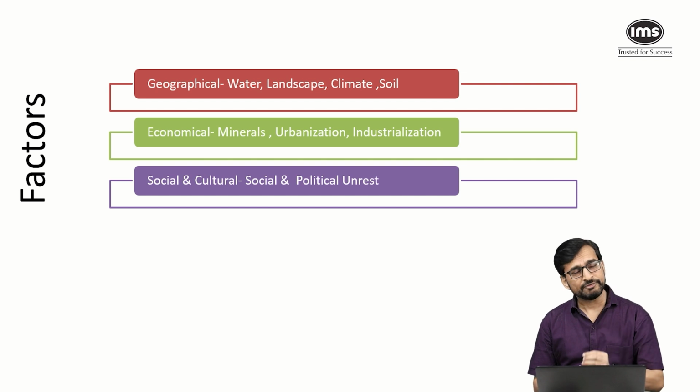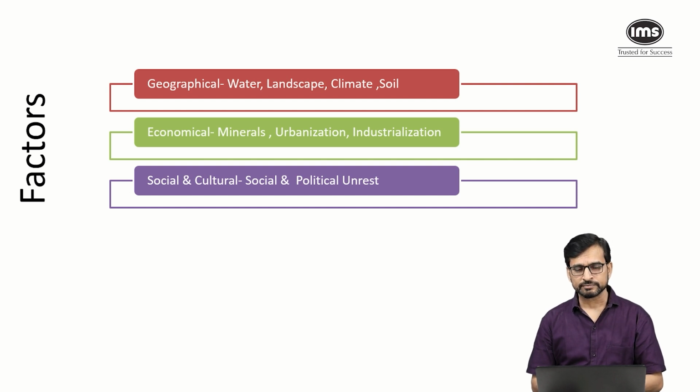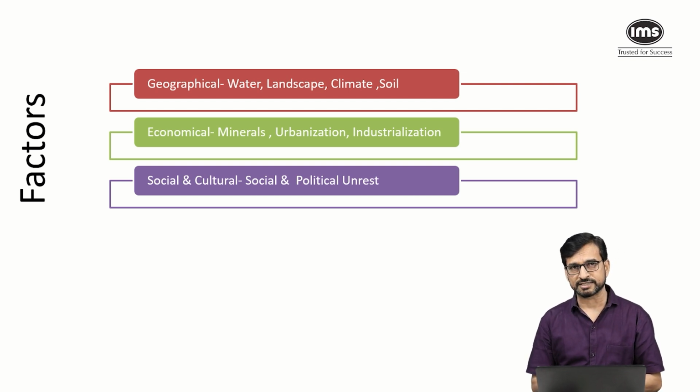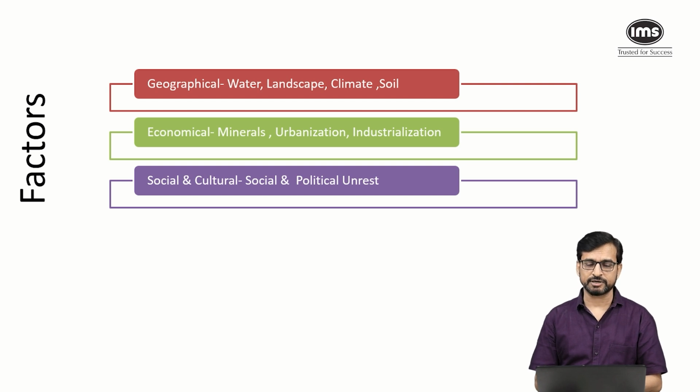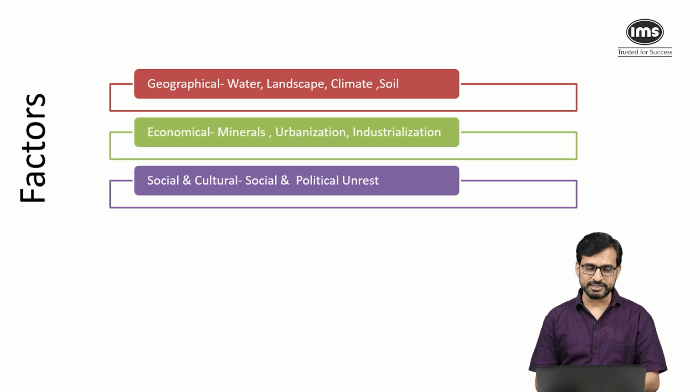Now, when it comes to CBET, if I ask you a question, which one among the following is not a geographical factor, and I add road transport. Of course, road transport can be a factor, but it's not a geographical factor. It's a communication factor or industrialization factor or urbanization factor, which is covered under economical factor. So that can be an economical factor.